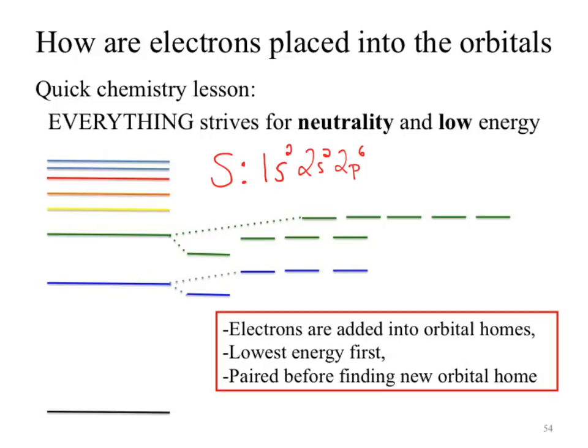2p6. Next electrons. Next electrons. 3p, but a p orbital can hold 6. Why are you not saying 6?